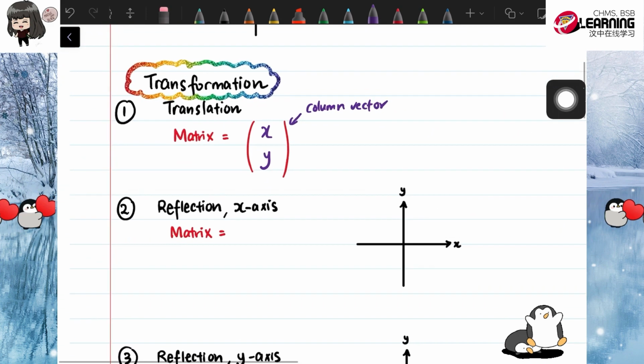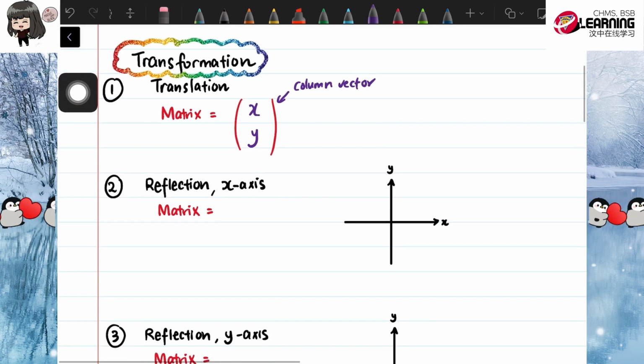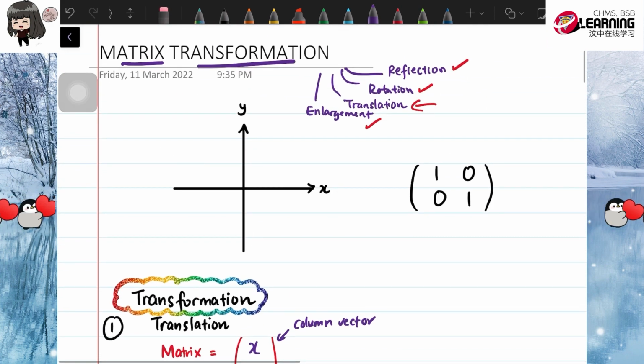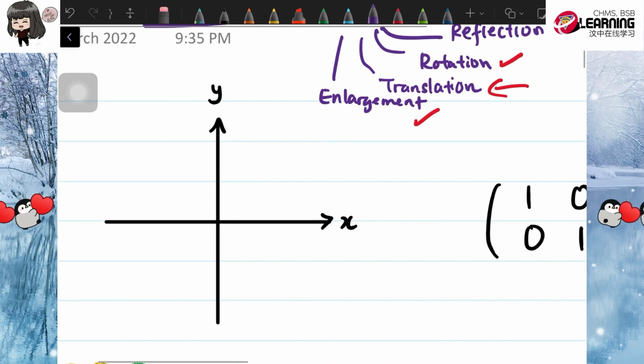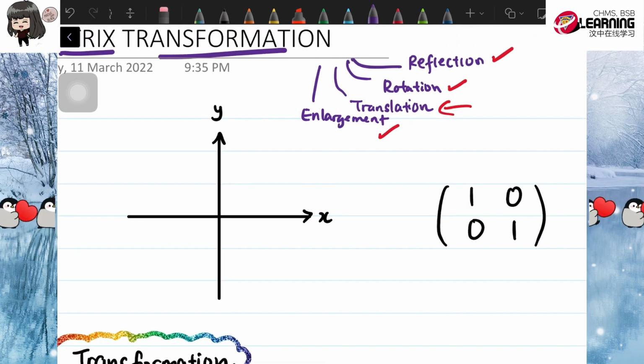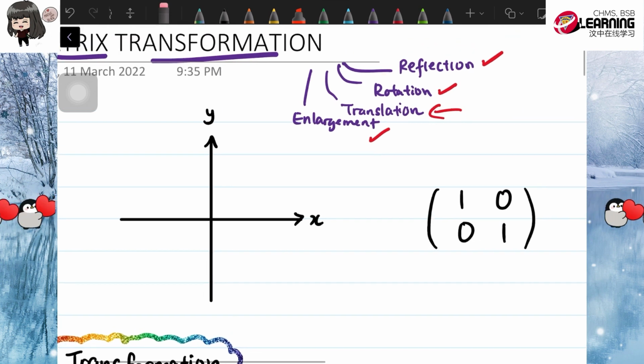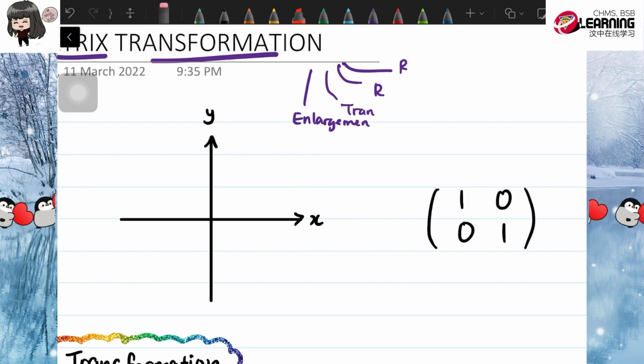And whatever we learn today, we will go through one by one, and they all have their own unique matrix. How do we find the matrix? How do we know which matrix is which transformation? This is where I'm going to teach you how to see. But first you need to look at this identity matrix.